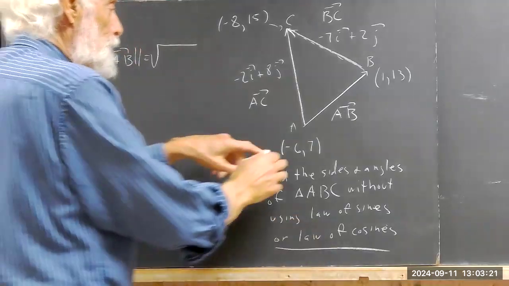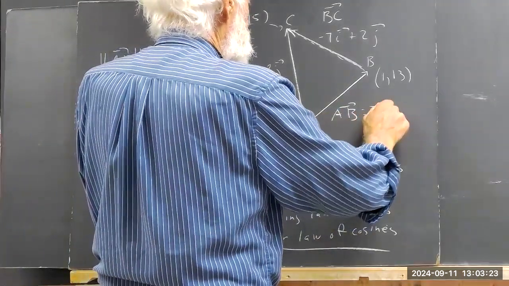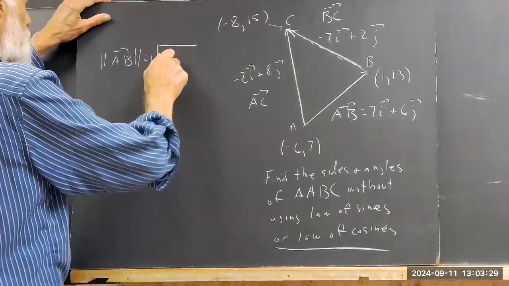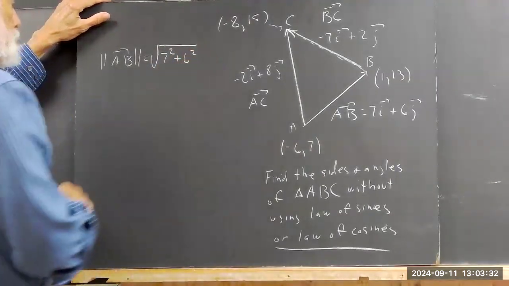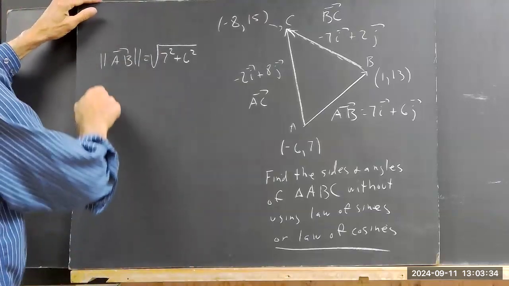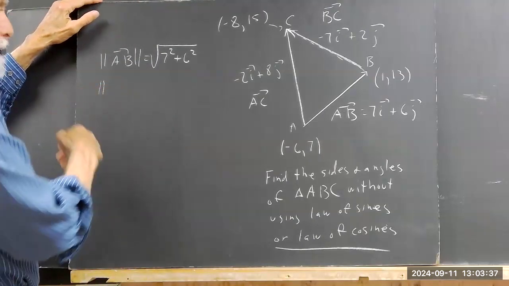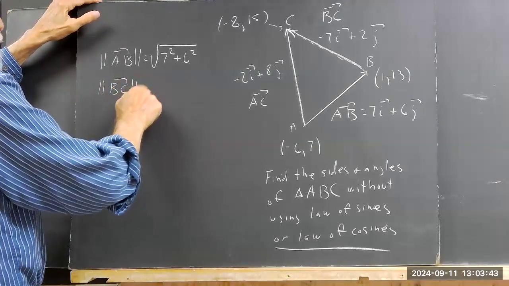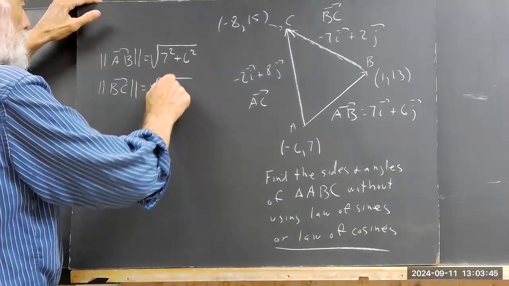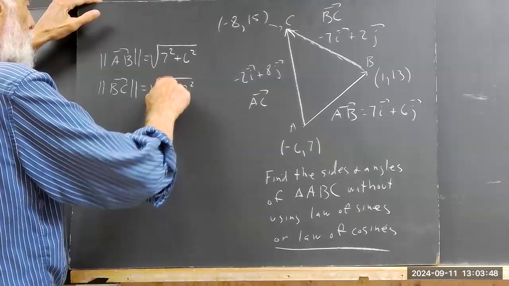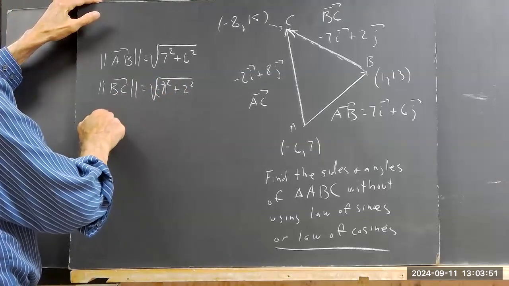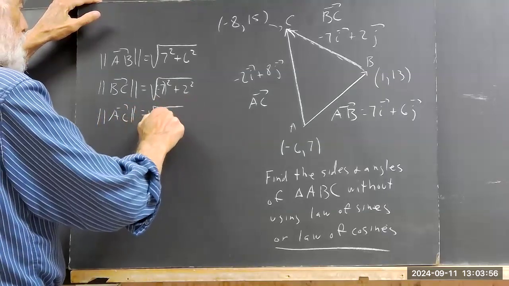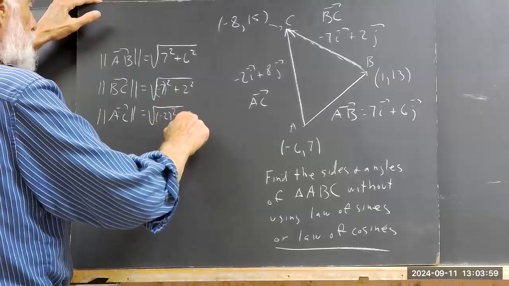Okay, well, what is AB? From -6 to 1 is 7. 7 to 13 is 6. So the square root of 7 squared plus 6 squared. Now plug that into a calculator and get the result, or maybe wait a little while to plug it in, since we're combining it with another result. And BC is the square root of -7 squared plus 2 squared. And AC is the square root of -2 squared plus 8 squared.